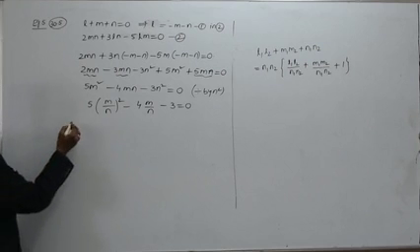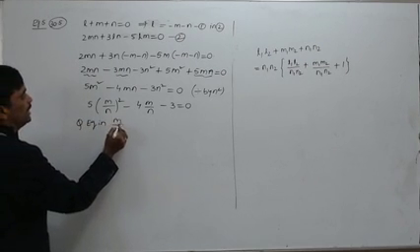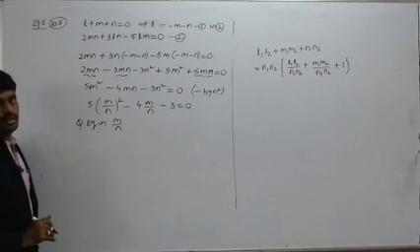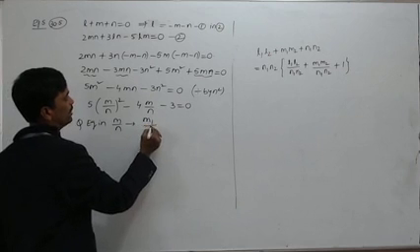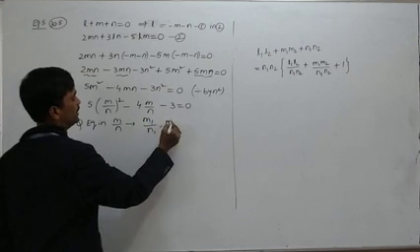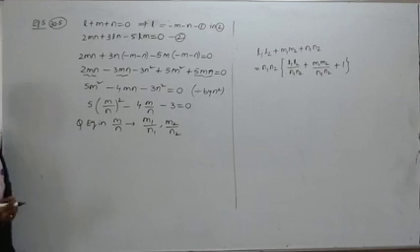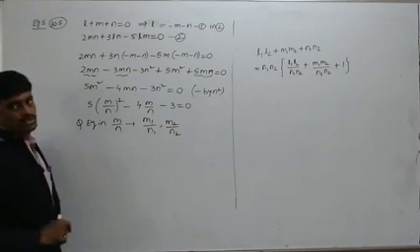So clearly it is a quadratic equation in m by n. Am I correct? It is a quadratic equation in m by n. So let the roots of this quadratic equation be m1 by n1 and m2 by n2. So if l1, m1, n1 are the direction cosines of the first line, and l2, m2, n2 are the direction cosines of the second line, then m1 by n1 and m2 by n2 become the roots of this equation.